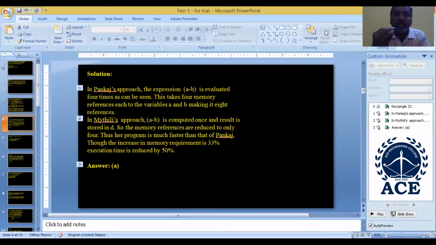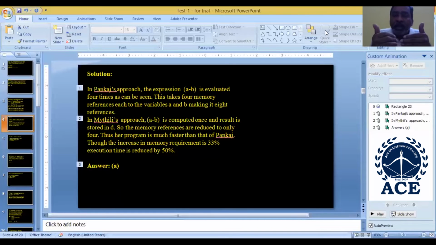So there is one memory location extra used by the program written by Pankaj. Now, coming to the other part, when you see the print statement, A minus B is replaced by D, which means that 4 times D is accessed. So you can see straight away that the number of accesses to memory is drastically reduced. Precisely 50% reduction is there in the memory access through the program written by Maithili.